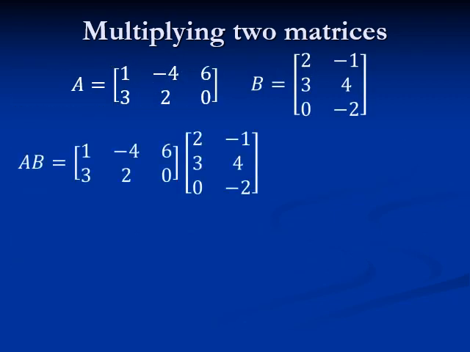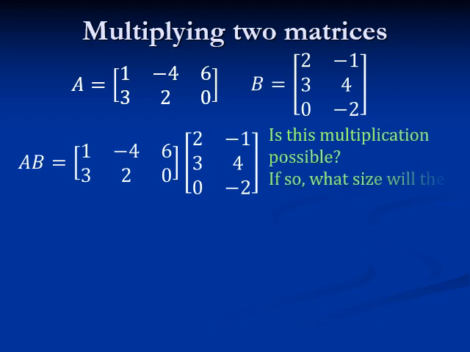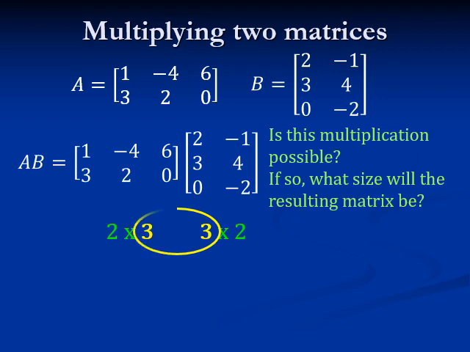All right, so let's look at A times B. A, again, is a 2 by 3, and B is a 3 by 2. First of all, is this possible, multiplying these two together? It's a 2 by 3 and a 3 by 2, so yes, this is possible. Those two numbers have to be the same.